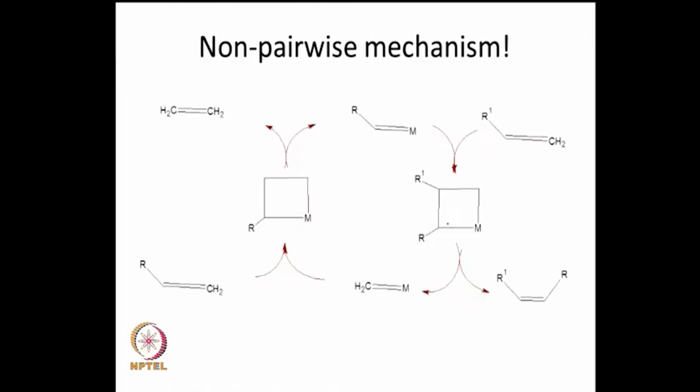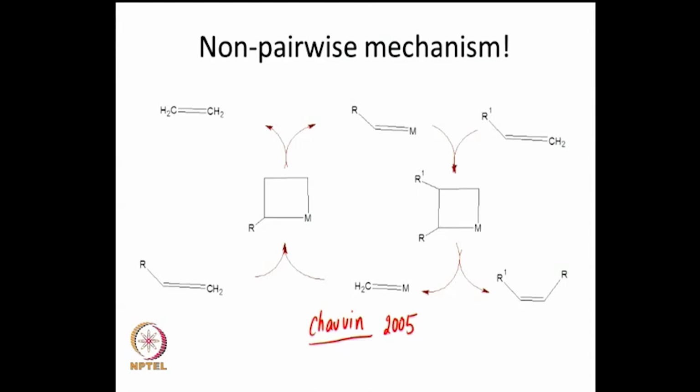This non-pairwise mechanism was suggested by Chauvin, and you will recollect that Chauvin got the Nobel Prize in 2005 for this very reason, for discovering the actual mechanism that was behind this famous metathesis reaction.